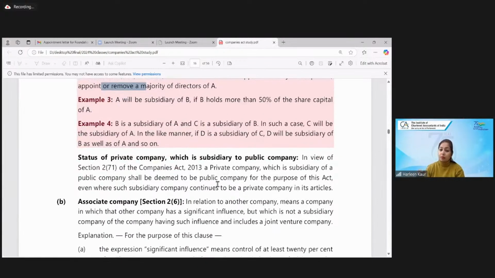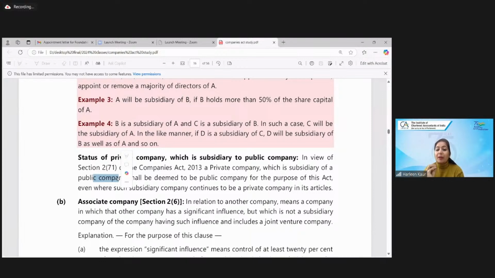Now, since you have understood the meaning of holding and subsidiary, this line becomes very, very important for you: status of a private company. For example, AB Private Limited is a subsidiary of PQR Limited. Write it down. AB Private Limited is a subsidiary of PQR Limited. So PQR Limited is a public company, and AB Private Limited is a private company.